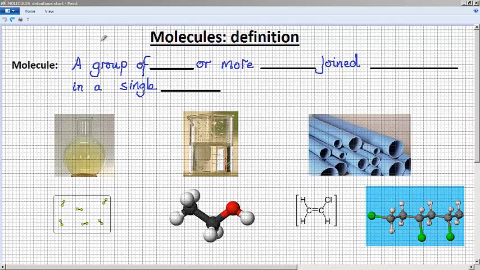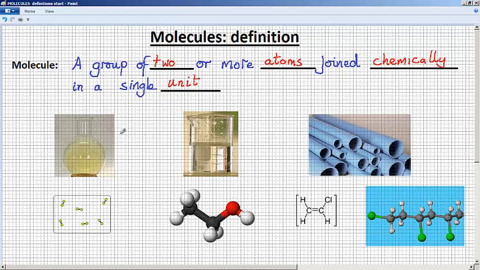So we've looked at the definitions of elements and compounds, and now we're looking at molecules. How do we define a molecule? Well, a molecule is a group of two or more atoms joined chemically in a single unit. Now, other definitions might use the word species, okay? I'm using the word unit.